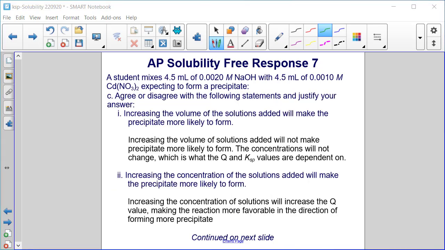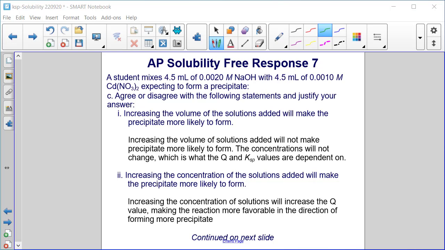C. Agree or disagree with the following statements and justify your answer. 1. Increasing the volume of the solutions added will make the precipitate more likely to form. Increasing the volume of solutions added will not make precipitate more likely to form. The concentrations will not change, which is what the Q and Ksp values are dependent on.